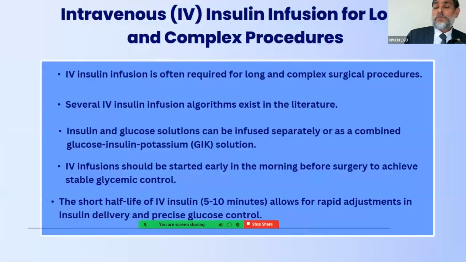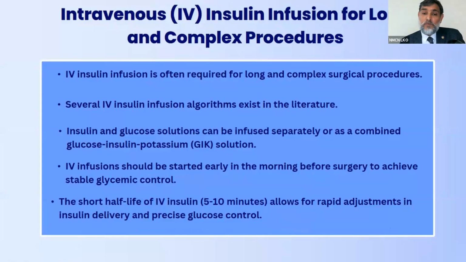Then comes the intravenous insulin infusion for long and complex procedures. When the surgery is going to be for a longer period, sometimes we have to give IV insulin also. IV insulin infusion is often required for long and complex surgical procedures. Several IV insulin infusion algorithms exist in the literature. Insulin and glucose solution like GIK solution we have used all the time, and this is one of the standard practices. IV infusion should be started early in the morning before surgery to achieve stable glycemic control.